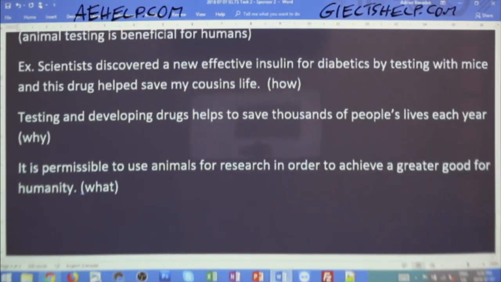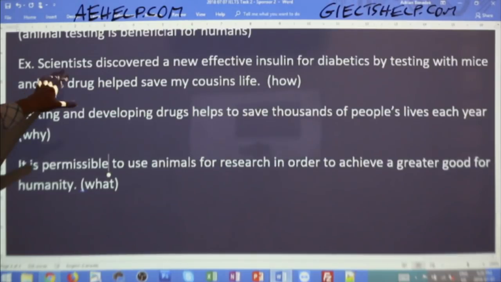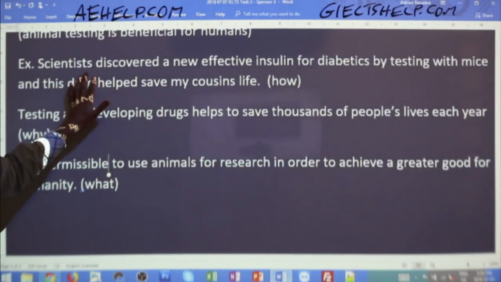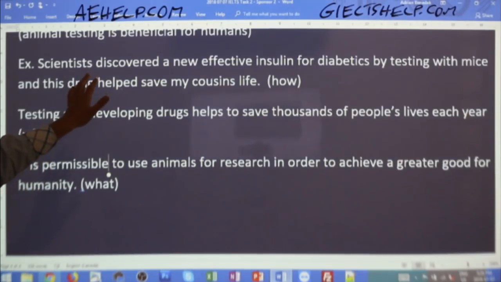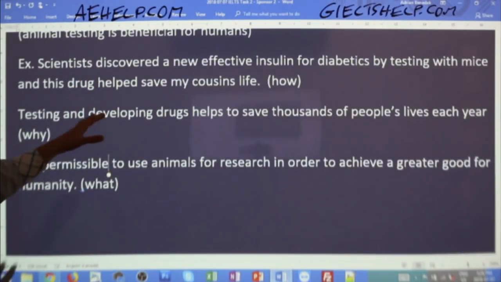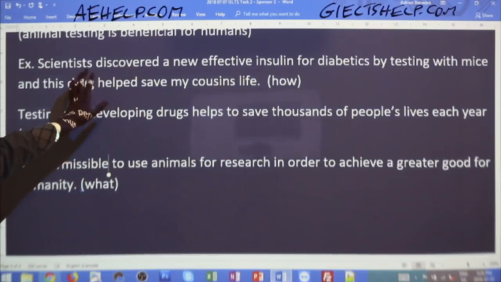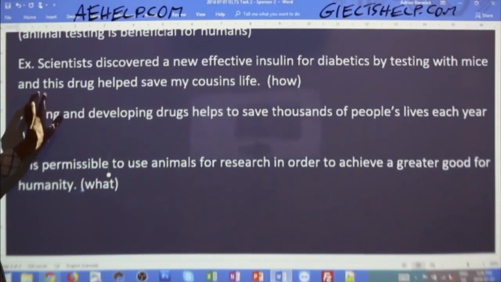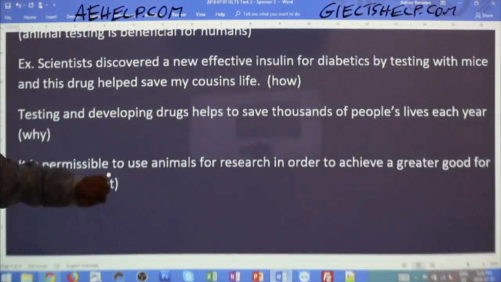So here we thought of the example first. And girls, guys, you did a good job there. I like that H1N1 example as well. Baljit, it's not real. I'm making this up, but it's fine. So scientists discovered a new effective insulin for diabetics by testing it with mice, and this drug helped save my cousin's life.